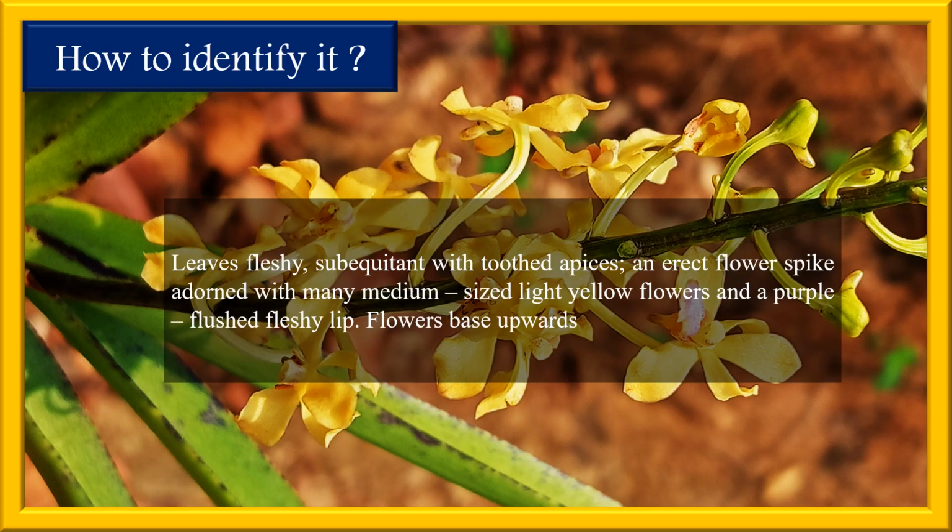Here you can see the question of how to identify it in the forest. The leaves, as I have told you earlier, are fleshy with toothed apexes, and there is an erect flower spike with many medium sized light yellow flowers and purple flushed fleshy leaves. So these are some of the characteristics by which you can identify this particular orchid. It is very easy to identify this orchid.